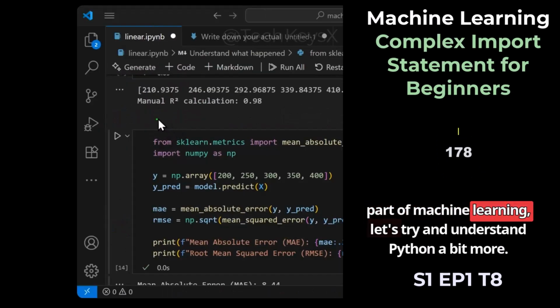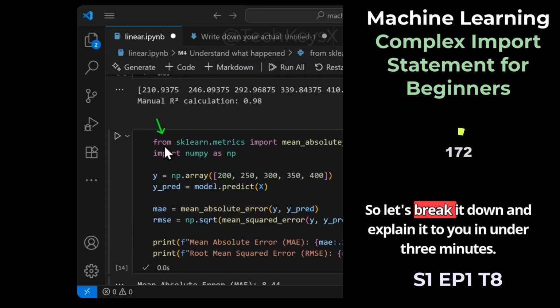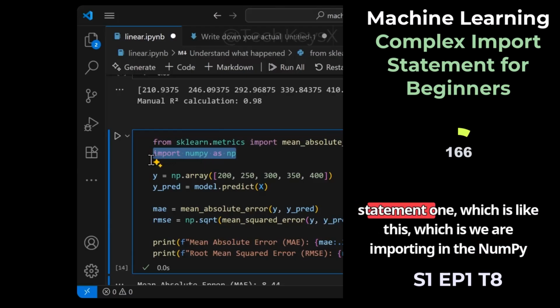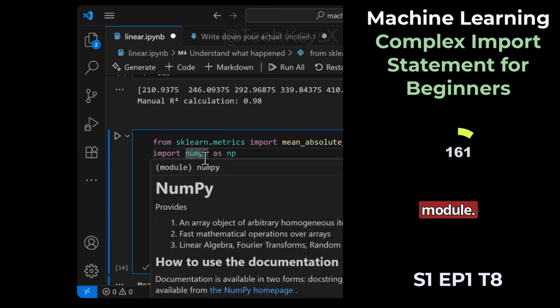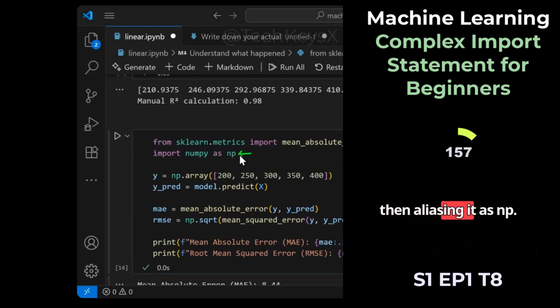So as part of machine learning, let's try and understand Python a bit more. We'll start off with this import statement, which a lot of people get confused about. Let's break it down and explain it in under 3 minutes. You can see there are two styles of import statement. One is like this, where we are importing the NumPy module. This is code that somebody else has written, and we're importing it and then aliasing it as NP.